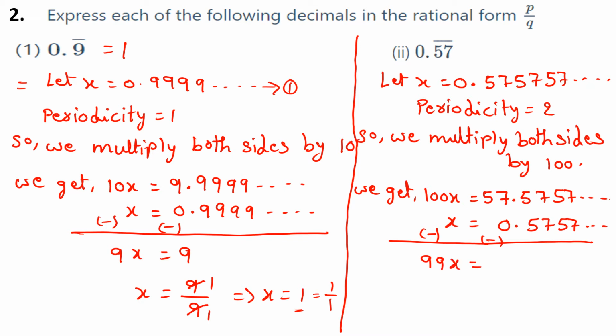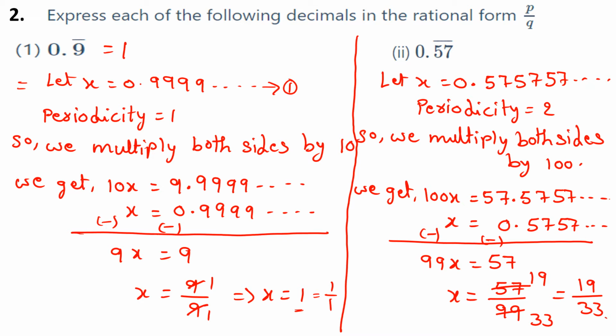99x equals 57.0, so that is 57 only. Then what is the x value? x equals 57 by 99. So cancel this by 3, right? 3 3s are 9, 3 1s are 3, 3 9s are 27. That equals 19 by 33. So the x value is 19 by 33.